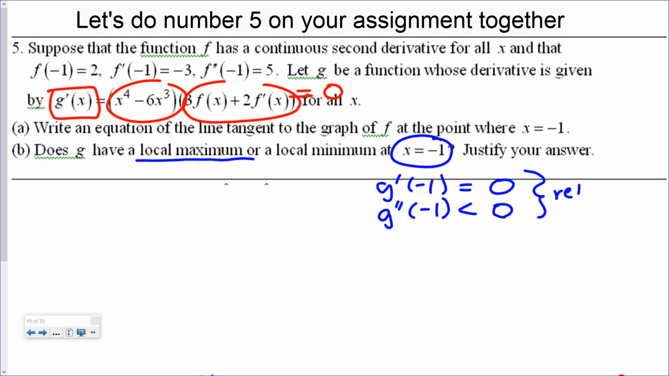Then I would have a relative max at x equals negative 1. So I just need to show that. And this is possible to show. It might be a local minimum, though, so it might not be.